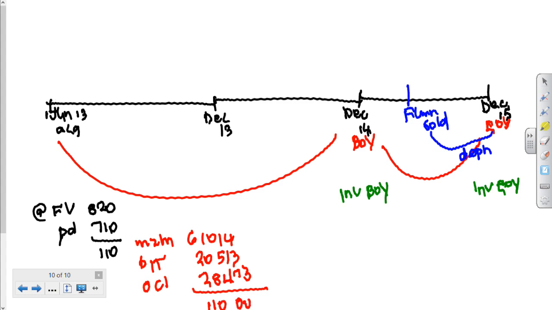A straight 100? Not 110? Maybe there's some more tax somewhere. 110? Okay, excellent. Because that's what we expect to see, isn't it? So there's the numbers that you have to reverse, isn't it, out of the mark-to-market and out of the deferred tax. All right. So let's look at what they ask in the required, so we know more or less.